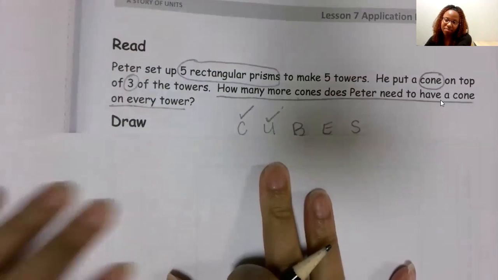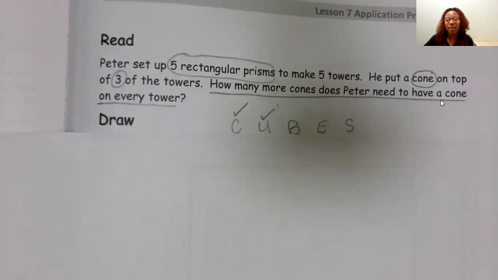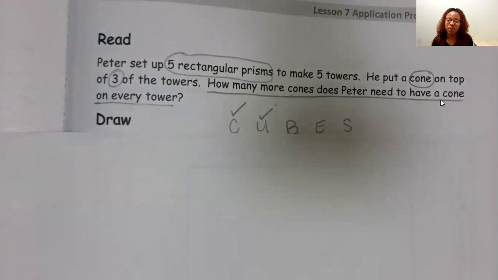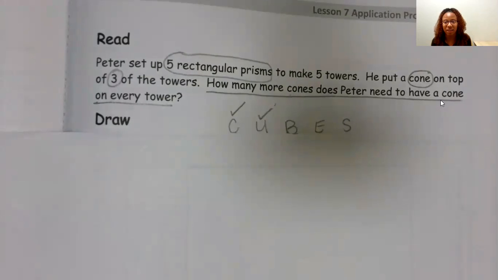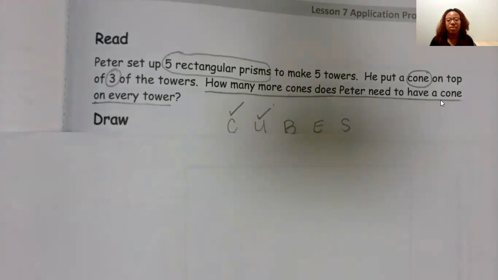Now for B, I need to box my keywords. That will help me understand if I'm going to add or if I'm going to subtract. So what do you think my keywords will be?